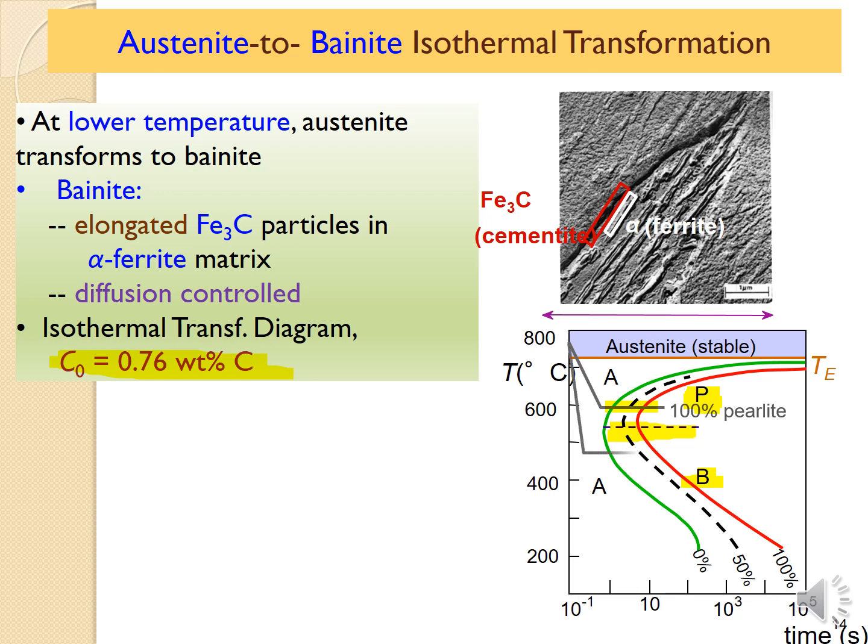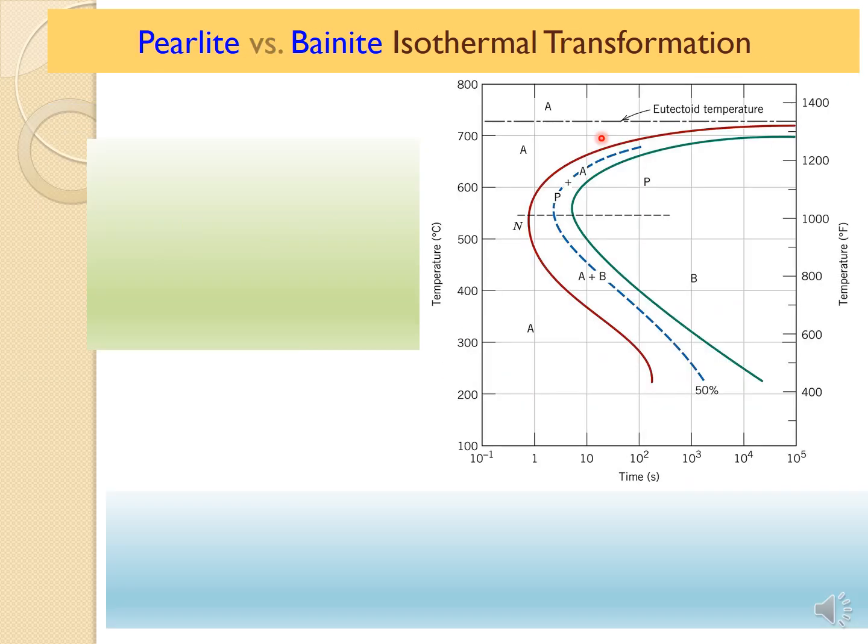So here is one example. We're going to cool it a little bit quicker, all the way down to a temperature that is lower than 550. Looks like we are at about 475, and hold the temperature until the transformation is finished. We will have bainite. So how do we tell from the TTT diagram whether after phase transformation we have pearlite from austenite or bainite from austenite?